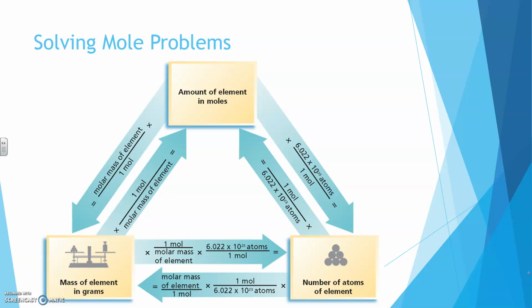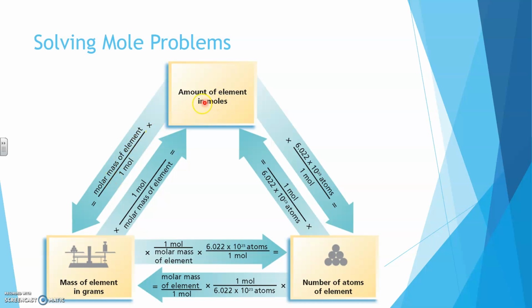So this graphic really shows you a breakdown of how you can convert between moles, grams, and atoms. If you're given the mass of an element in grams, you will first have to convert to moles in order to convert to atoms. If you are going from grams to moles, you divide by the molar mass of the element. That gives you grams on the bottom that will cancel with your grams on top. If you're going from moles to grams, you will actually multiply by the molar mass.